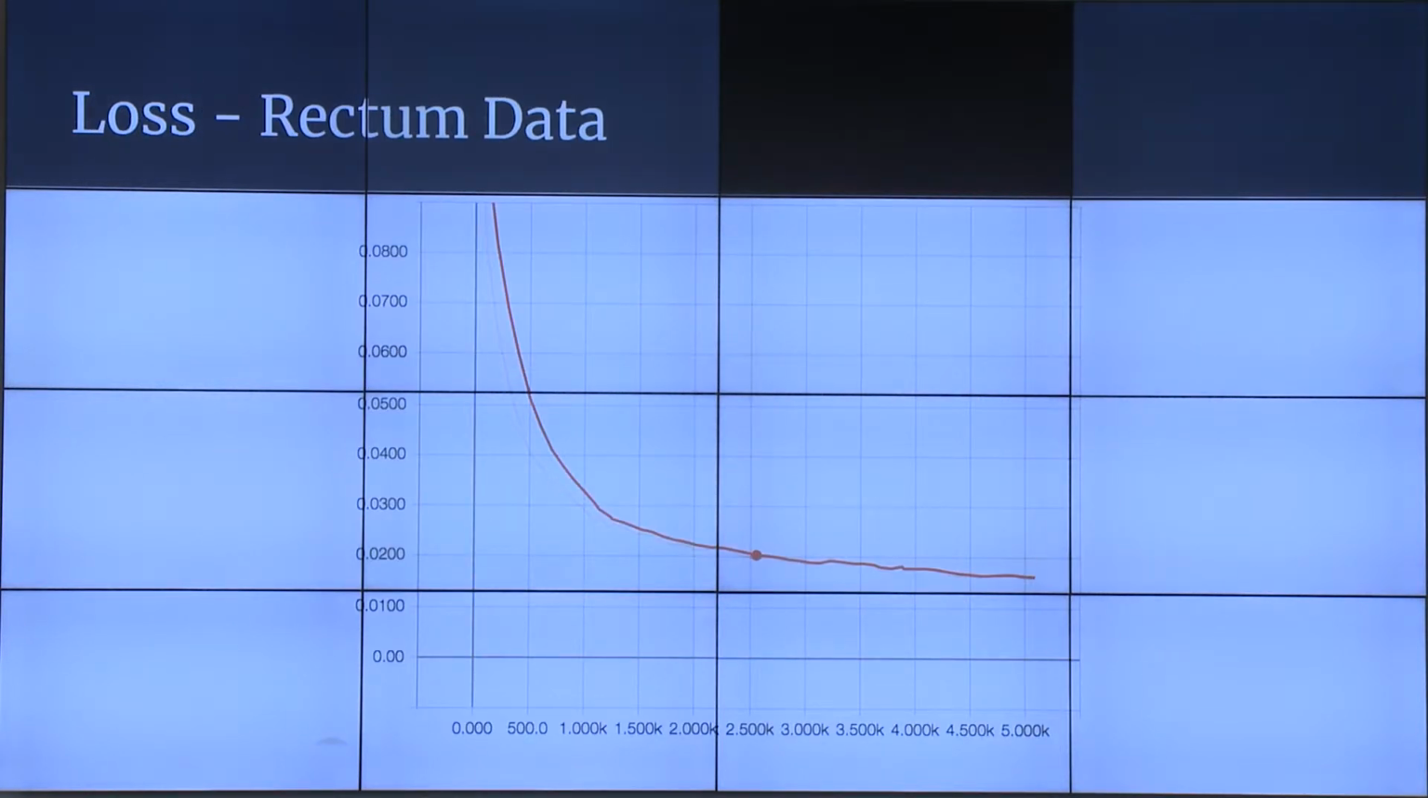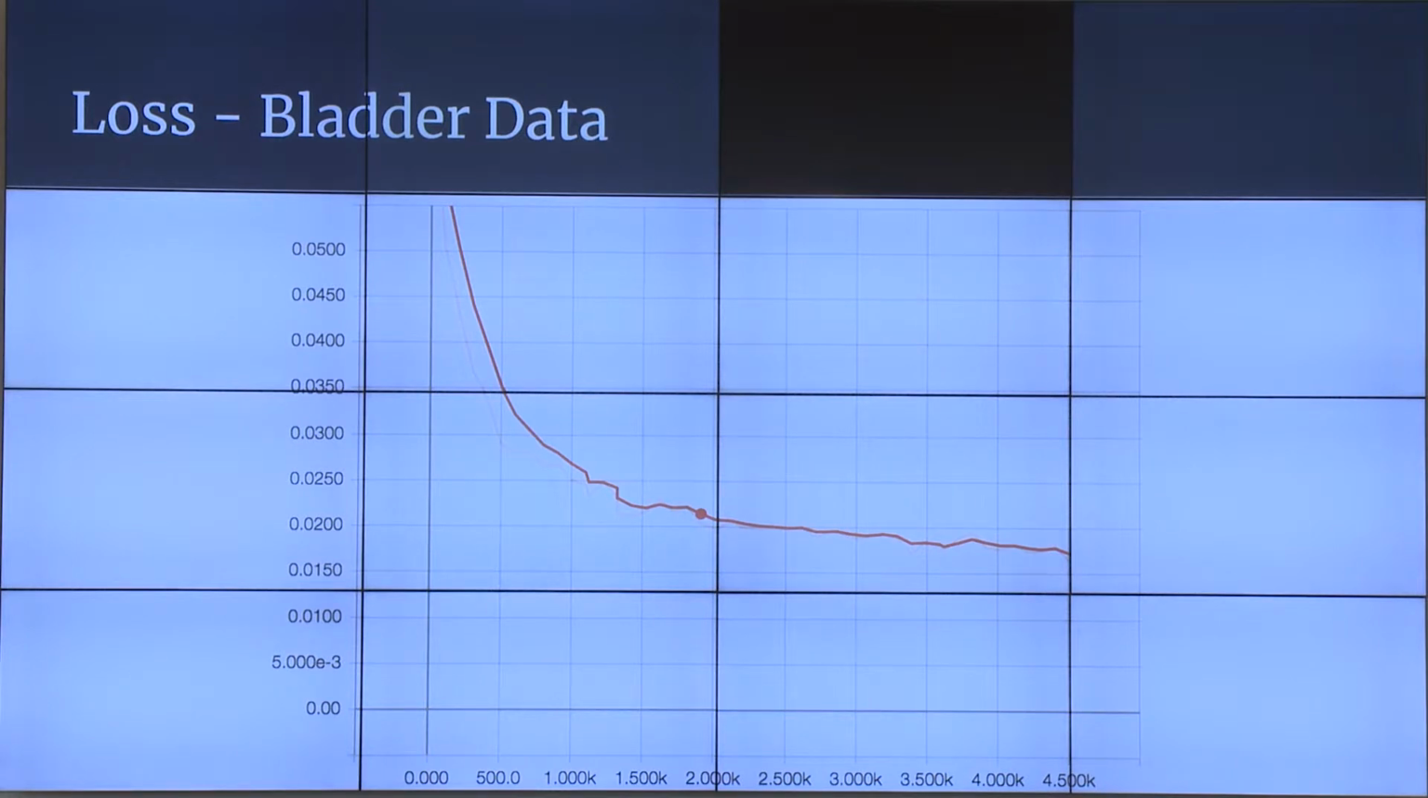As we can see here in this graph, when we enter the rectum related data in our model, the loss is decreasing as the model is training, and it's indeed converging. And we can see the same pattern for the data for the bladder.